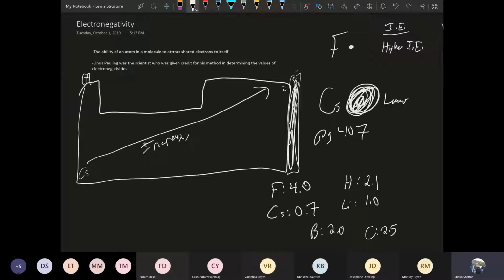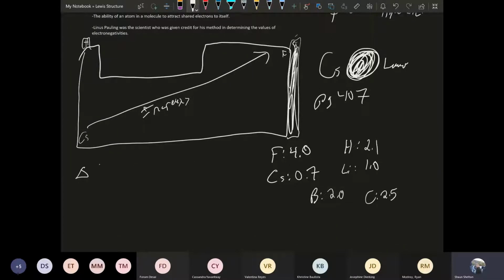But when we talk about these values, what's the point of knowing the values and how can we use them? What we can do is figure out the delta EN. You just figure out the difference between the two elements. So let's say we have HF. Hydrogen's 2.1, and then fluorine is 4.0. So the difference between those two is going to be 4 minus 2.1, which gives me 1.9.